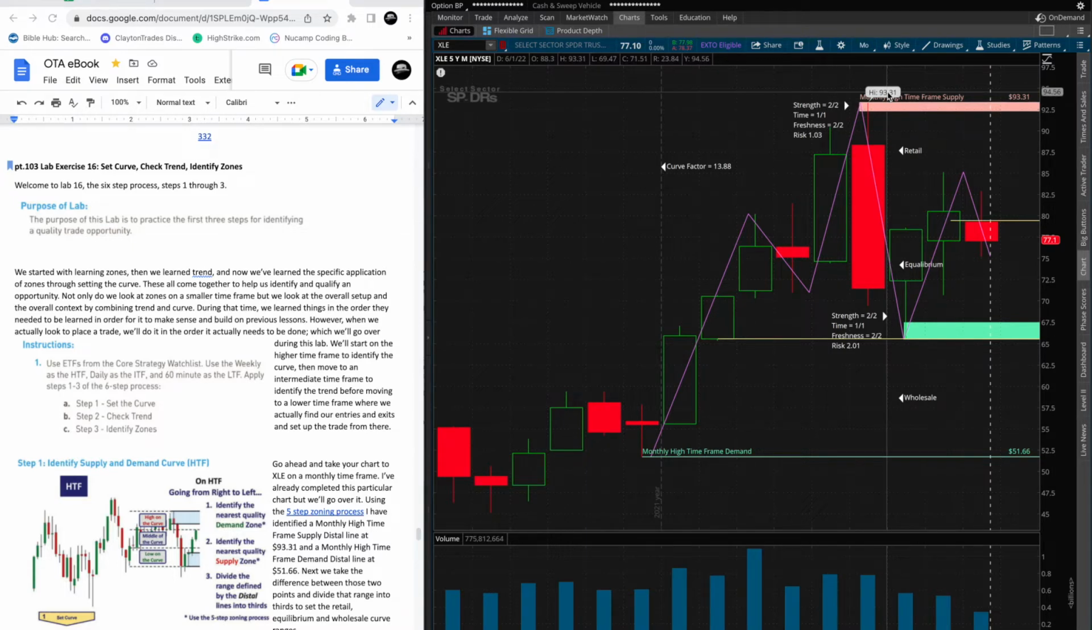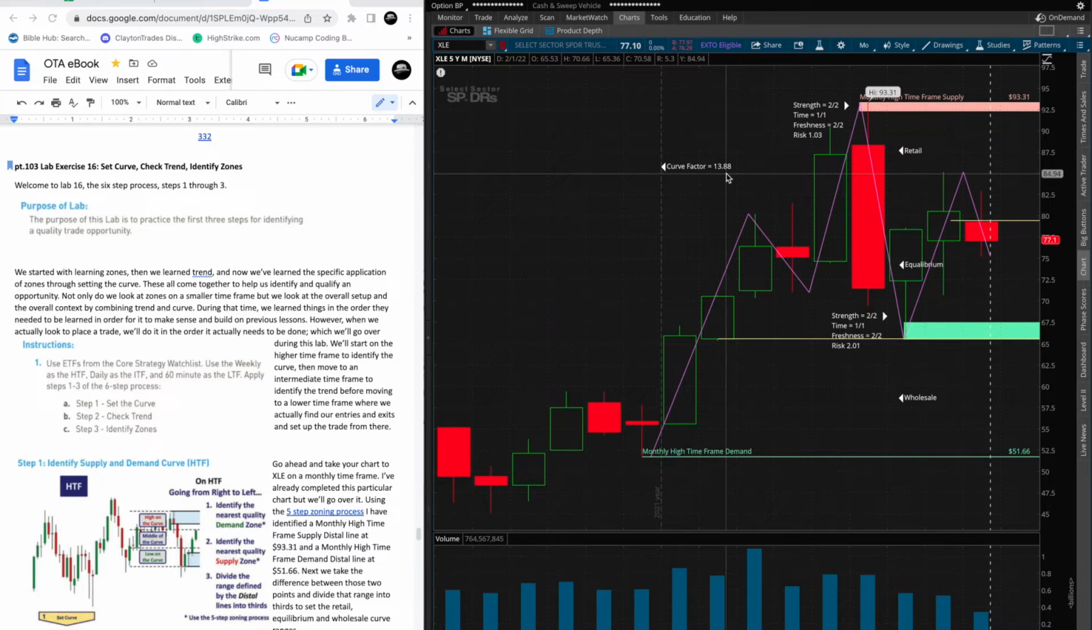We're going to annotate or note the prices of our 2 distal lines, and we are going to subtract the demand distal line from the supply distal line in order to come up with the difference between these two price points. We are going to take that difference and divide it into thirds. And if you do that, you should come up with $13.88. This is what we are going to refer to as our curve factor.